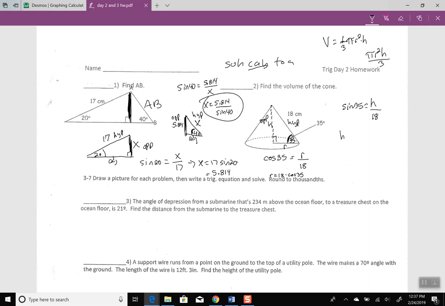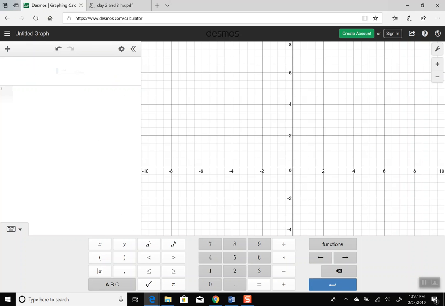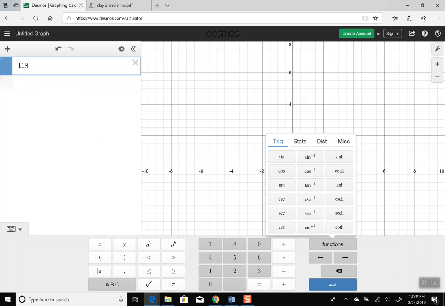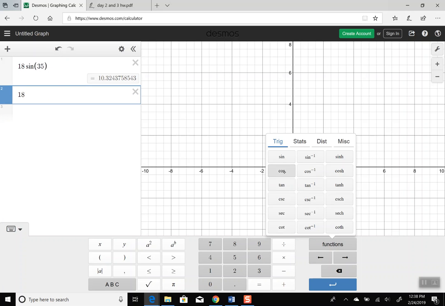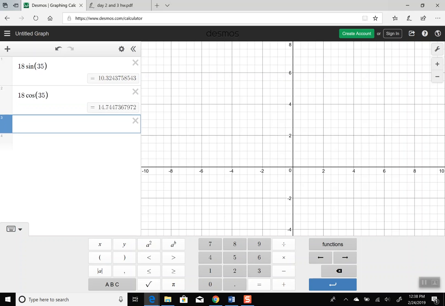Multiply by 18 on both sides, you get h equals 18 times the sine of 35 degrees, and you could then find the height. Once you know the height and once you know the radius, you can plug this into your Desmos or calculator. So it's 18 sine of 35 and 18 cosine of 35. So I get my two measures.